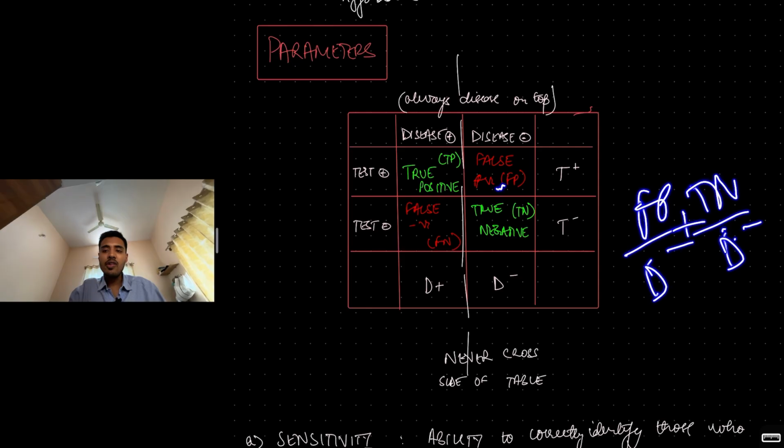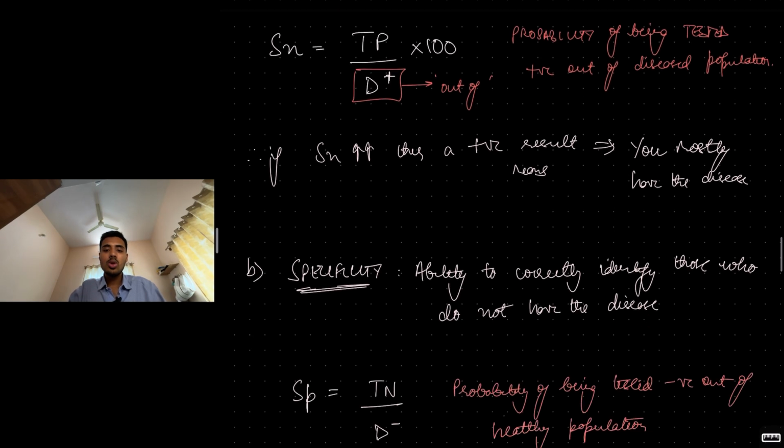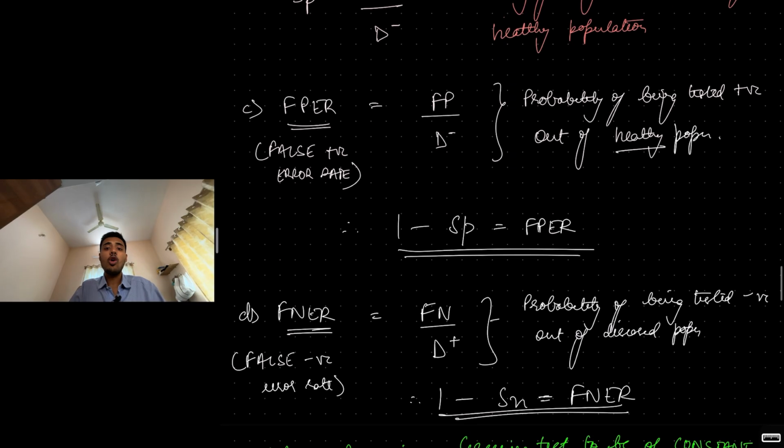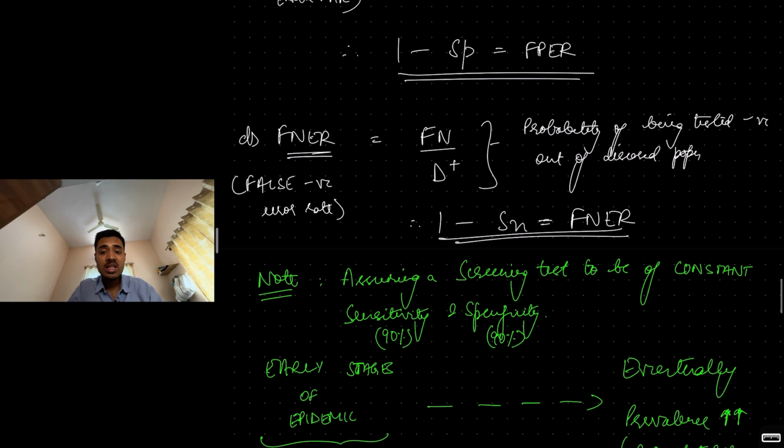If you add these two, you get D minus by D minus, that is nothing but 1. So, you can also say false positive error rate is nothing but 1 minus specificity. 1 minus specificity is false positive error rate. So, if a test is highly specific, false positive error rate will come down. Similarly, for sensitivity, if a test is highly sensitive, false negative error rate will come down.